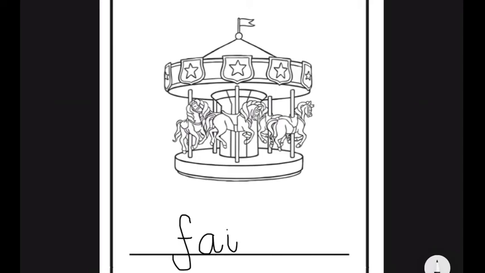Well done. And then the next sound is our trigraph. Air. A-I-R. Air. Air. Fair.